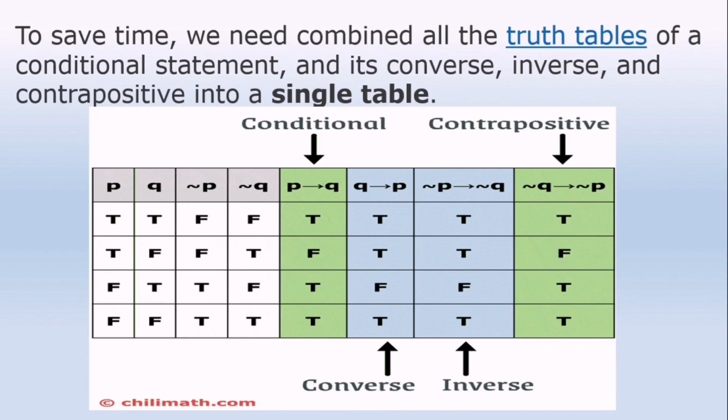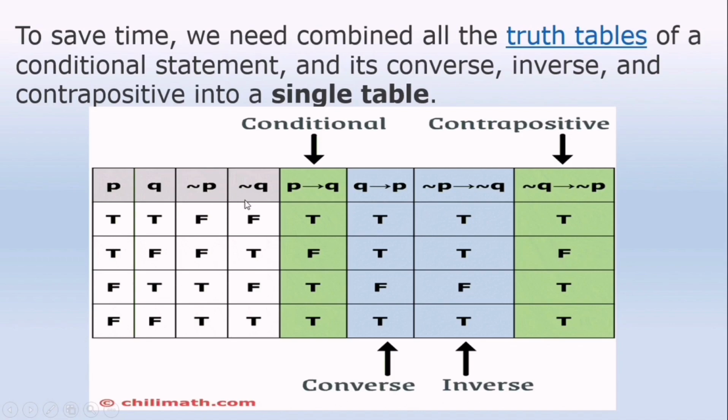So, to save time, we need to combine all the truth values of the conditional statement and its converse, inverse, and contrapositive into a single table. Ngayon, na-discuss ko na yan sa truth table na discussion kung paano ikukuha yung negation, yung implication. So, dito, meron tayong P, Q. Ito yung magiging truth table natin na gagamitin. Ayan. So, next is, kukunin natin yung not P tsaka not Q.